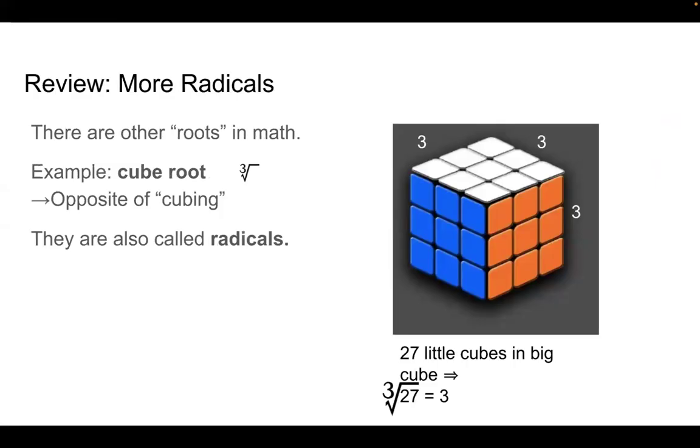There are other kinds of roots that are all called radicals. For example, if something is multiplied by itself 3 times, like 3 times 3 times 3, that's cubing it. The opposite of that is a cube root. In the cube on our right, each side has 3 little cubes in it, so that would be 27 little cubes inside the big one. So the cube root of 27 is 3.